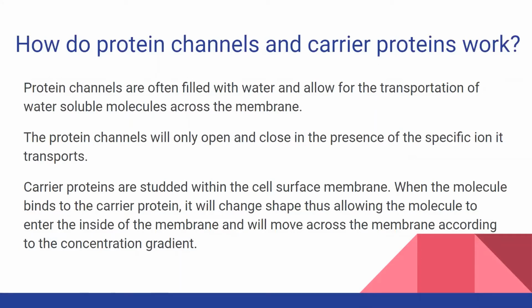How do protein channels and carrier proteins work then? So protein channels are often filled with water to allow for the transportation of water-soluble molecules across the membrane. The protein channels will only open and close in the presence of a specific ion that it transports. Carrier proteins, on the other hand, are studded within the cell surface membrane. When the molecule binds to the carrier protein, it will change shape, thus allowing the molecule to enter the inside of the membrane, and it will move across the membrane according to the concentration gradient.